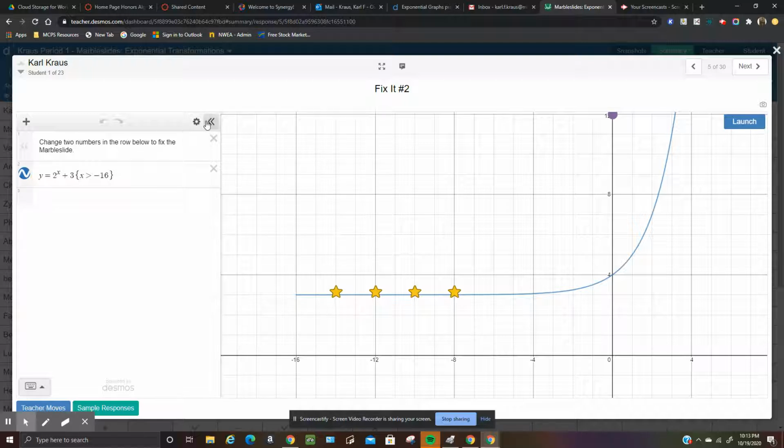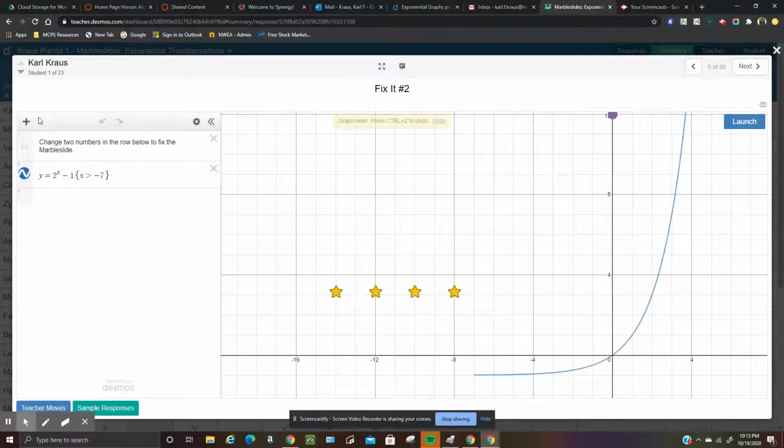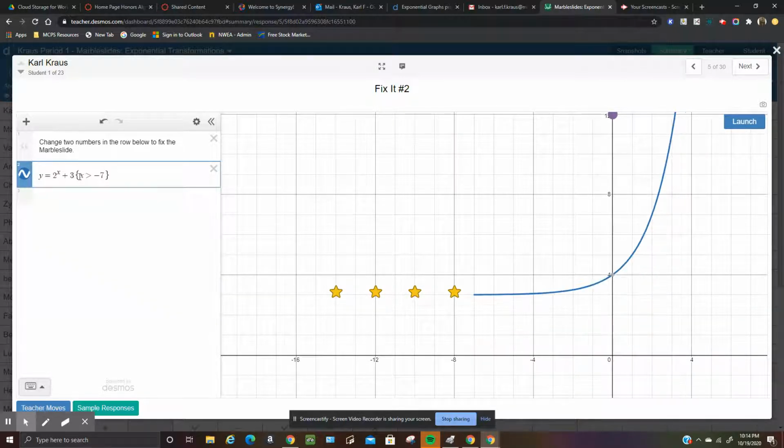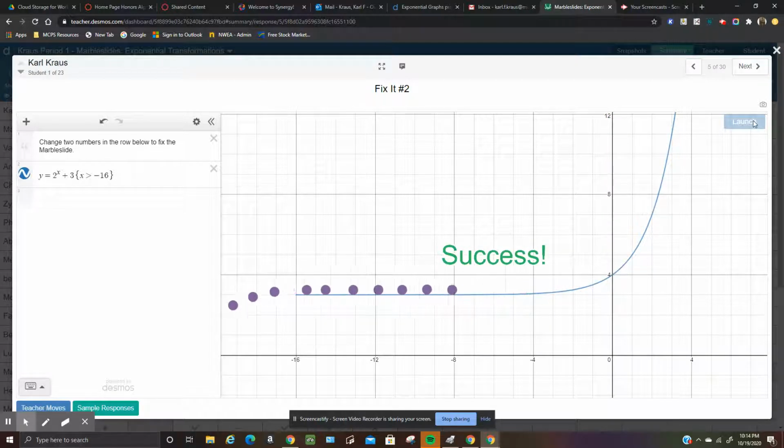Slide 5, we'll reset this one. So I want to move this up to here, so I want to make that +3. And then I'm going to move the graph over, so if I make it greater than -16, that should work. And then when I launch the marbles, it actually hits everything. So I moved the graph up 3 units right here, the +3, and then changed the domain to x is greater than -16.